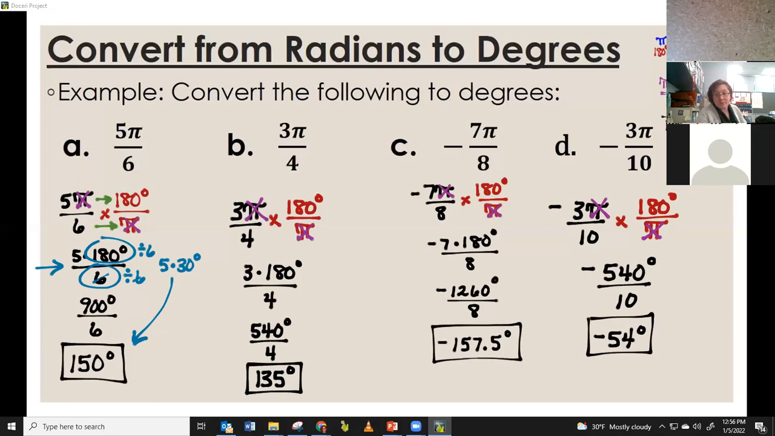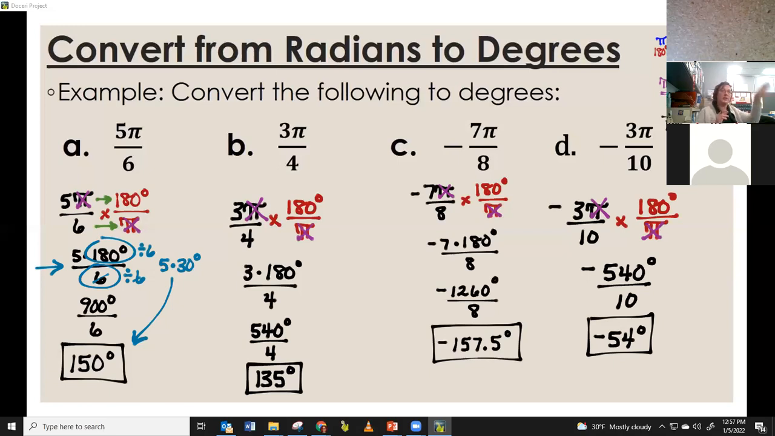Brendan? We absolutely could put that one in minutes and seconds. Technically, we would only need minutes. It'd be -157 degrees and 30 minutes. However, usually when it is a really nice decimal, like a 0.25 or a 0.5 or a 0.75, a lot of times that is close enough precision, but it would not be inappropriate to put that one in degrees and minutes. Good question.